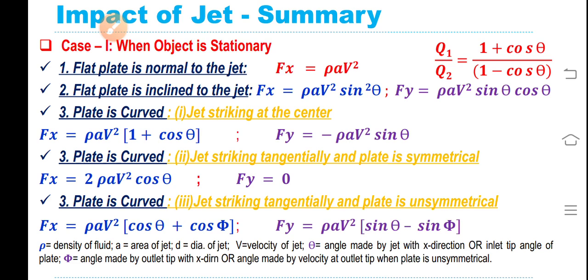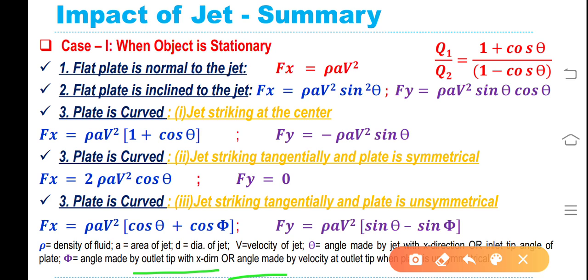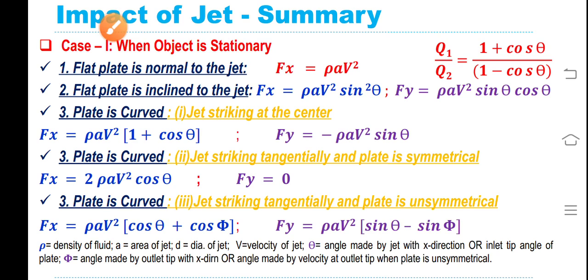Rho is density of fluid. All of you are aware of this. A is the area of the jet. D is the diameter of the jet. V is the velocity of the jet. Theta is the angle made by the jet with the direction of the x-axis, at inlet. Phi is the angle made by the outlet tip with the x direction, or the angle made by the velocity at the outlet tip when the plate is unsymmetrical. Is it clear?